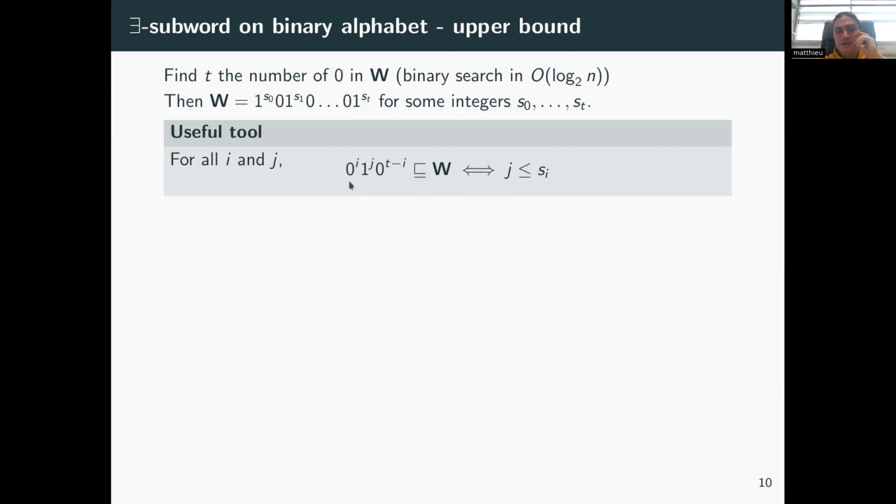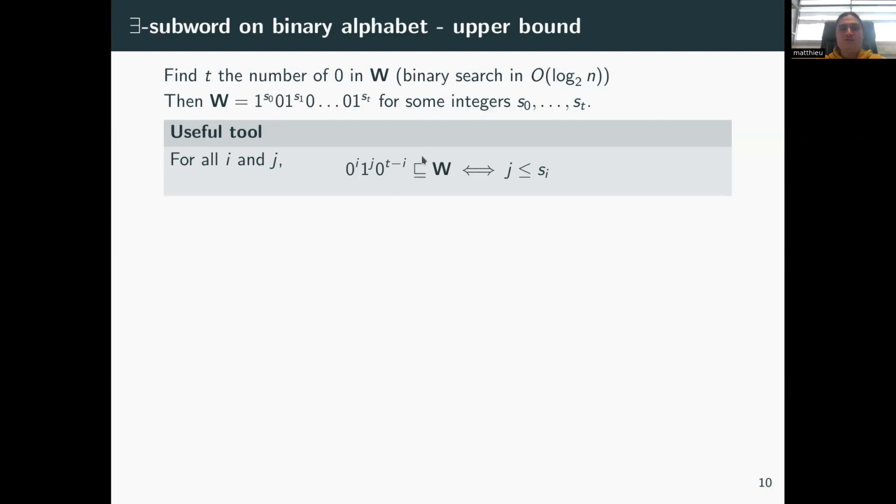Well, if you look at it, the number of occurrences of 0 in this word is exactly T. So when you look at this as a subword in W, this forces each of the 0s to match perfectly each of the other zeros. So now the 1s have to be exactly between the I-th 0 and the I plus 1-th 0. So you know that if there are at least G 1s between these zeros, then Si is at least G.